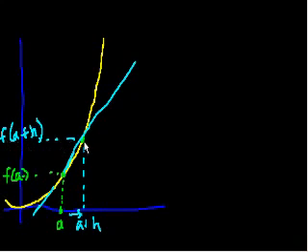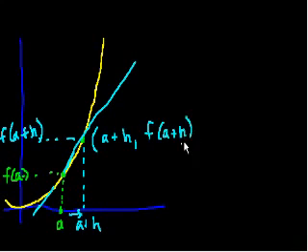This point right here has the x-coordinate a plus h, and the y-coordinate f of a plus h. And this point right here has the coordinates a and f of a.